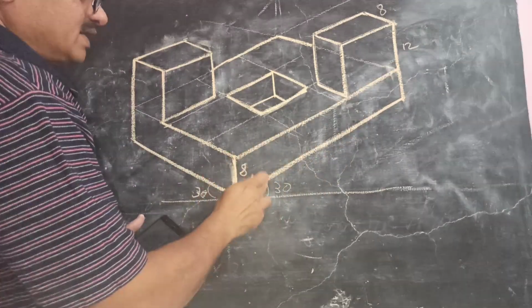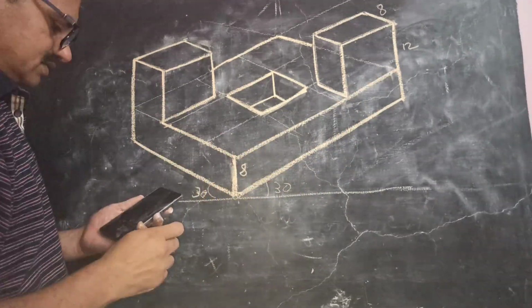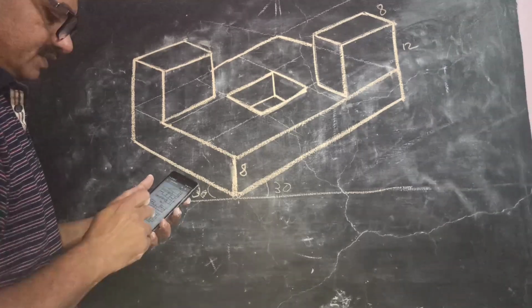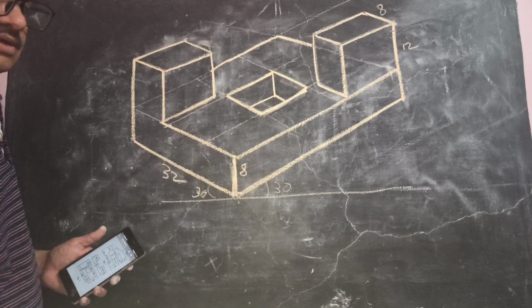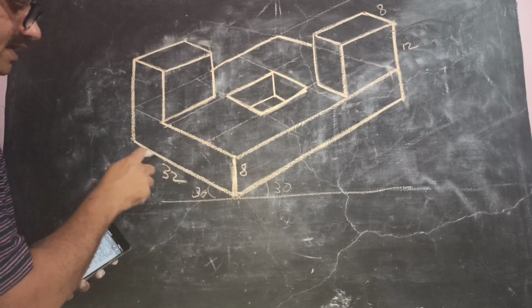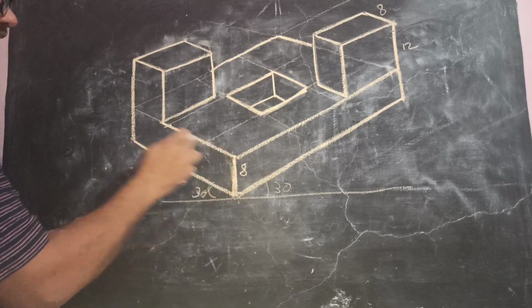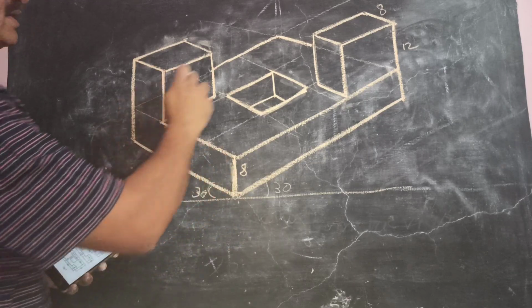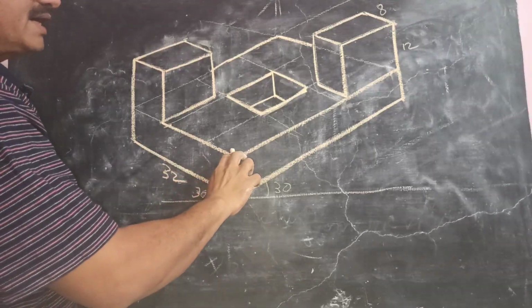Complete this line, these lines must be parallel to each other. Then the width is given in the top view, that is 32. So this is 32. Draw a line at 32, again at 30 degrees to this horizontal line. 8, this is also 8. So complete this platform or the base of the height of 8.